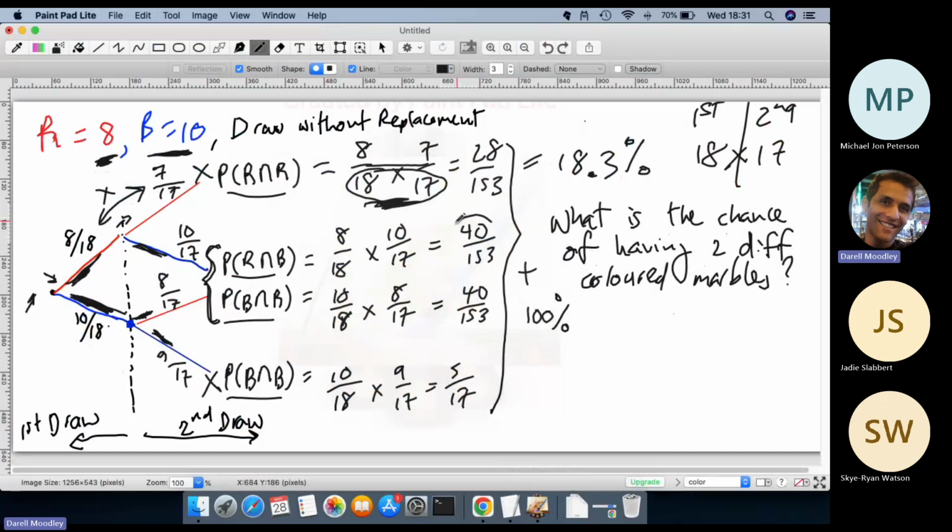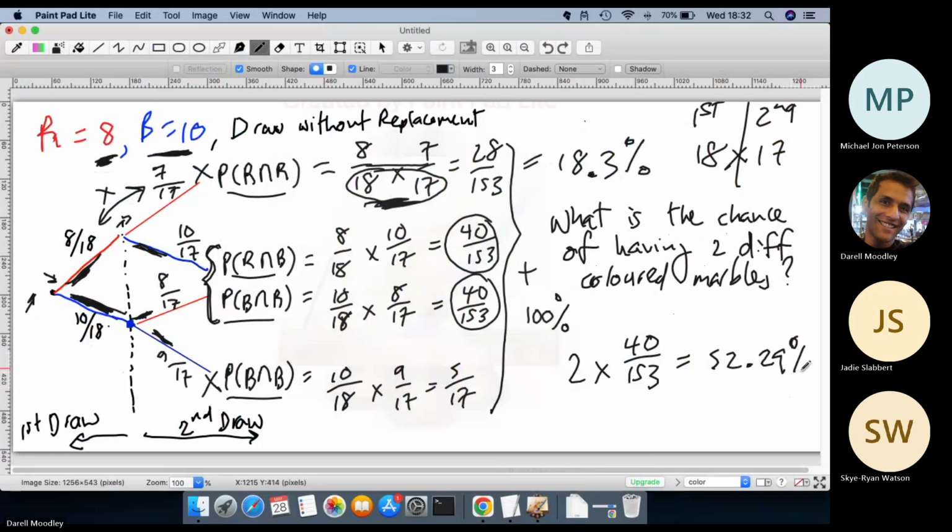And the two possible probabilities, this and this. In other words, your answer would be, instead of just saying this plus this, I'll just say 2 times. That's because they're the same value. Okay, they're both 40 over 153. So the answer is 2 times 40 over 153. That's the answer. And if you work it out, I'll put it as a percent for you. It's 52.29%. That's your answer. Okay.